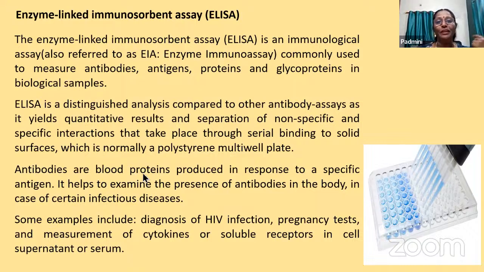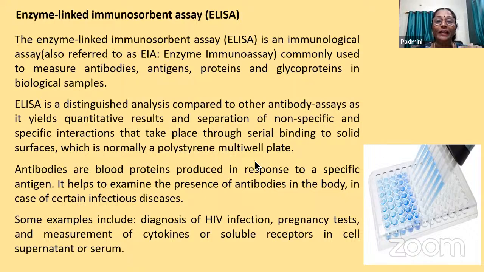The antibodies are blood proteins produced in response to a specific antigen, and this helps to examine the presence of antibodies in the body in case of certain infectious diseases. So what are the examples? Some examples here: diagnosis of HIV infection, then the pregnancy test is also done by this particular method, and measurement of cytokines or soluble receptors in cell supernatant or serum is done by this ELISA technique.